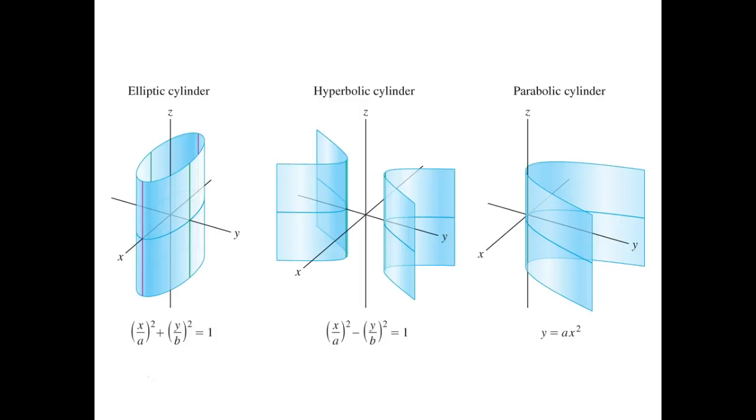Now notice the equations here, they look like two-dimensional equations. But if you're in three dimensions and have that, that means Z is arbitrary. That's why it goes infinitely up and down without regard. It's always going to be that shape in that form.